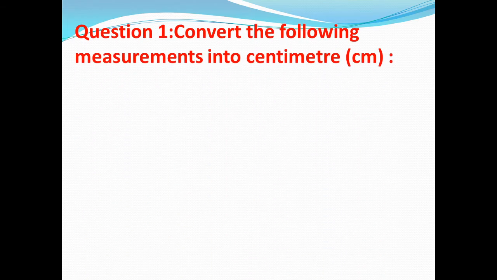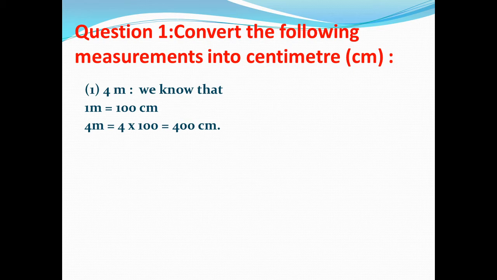convert the following measurement into centimeter. In this question, we have been given lengths in kilometer, meter, and millimeter, and we have to convert into centimeter. In the first part, we have given 4 meter. It means we have to convert 4 meter into centimeter. We will use the relation that 1 meter is equal to 100 centimeter. So, to get the value of 4 meter, we will multiply 4 into 100, that is 400 centimeter.